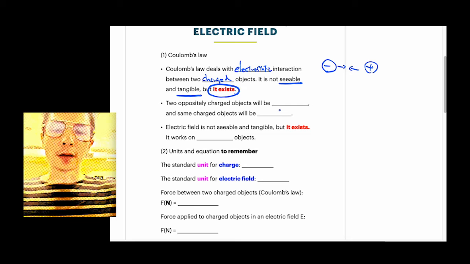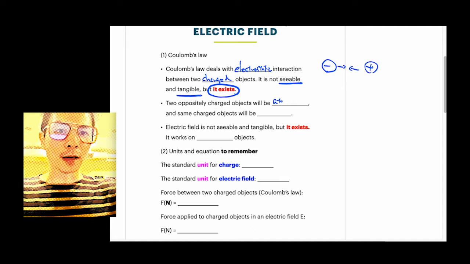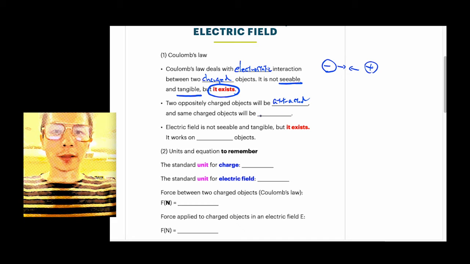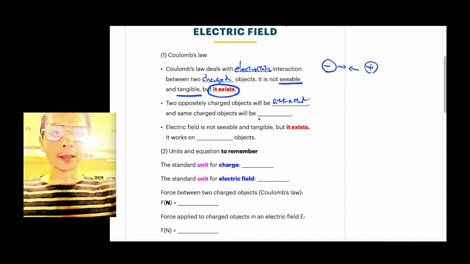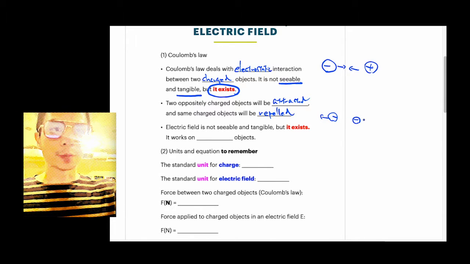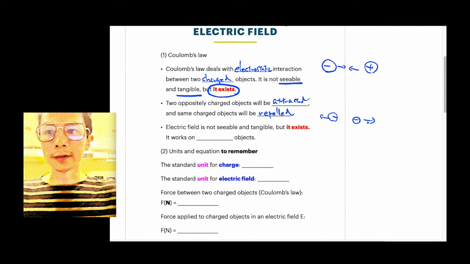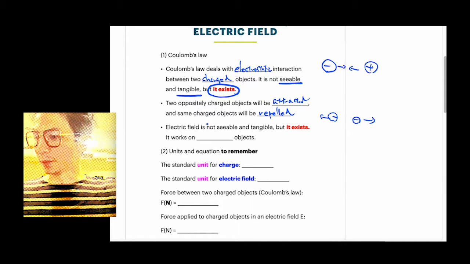Another important thing is that two oppositely charged objects will be attracted, like I wrote over there. But if you have identically charged objects, such as both positive or both negative, they're going to repel. This is almost common sense. When you have two negatively charged objects, they're going to repel each other, and the same for two positively charged ones. But I want to make sure you know that, since it is important.